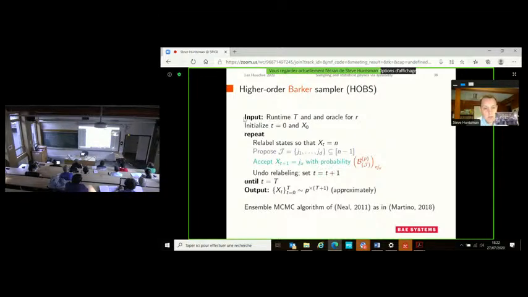And so that apparently is this ensemble MCMC algorithm of Radford Neal, at least as it's presented in a paper by Martino. And the Metropolis version of this, he changes the matrix, and it's a slight specialization of a waste recycling Metropolis-Hastings construction by Delmas and Jourdain about a little over 10 years ago.